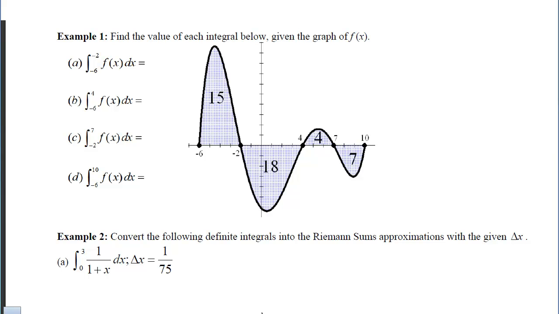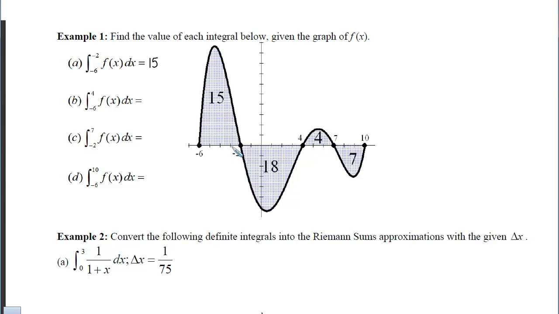So let's look at this first example where we find the value of the integral given the graph. Now on this graph I have told you what the exact accumulation is. So from -6 to -2 that accumulation was 15. That's representing that area because the area is a positive number and the accumulation is a positive number. So if I want to talk about the accumulation from -6 to -2 of the function, I would get simply 15.